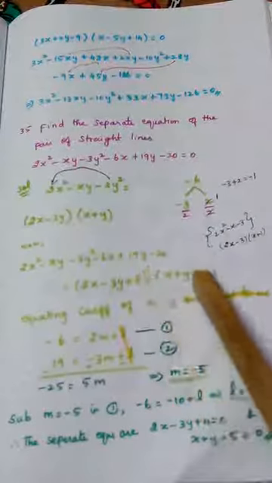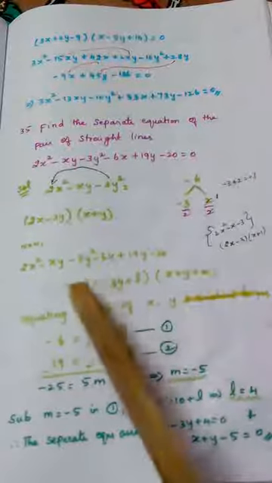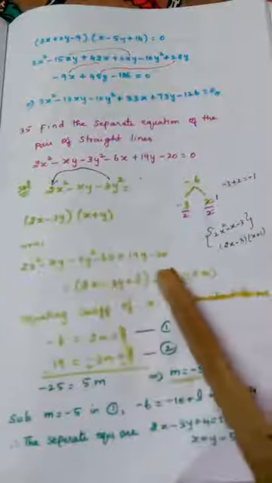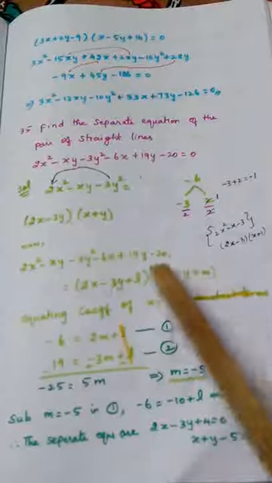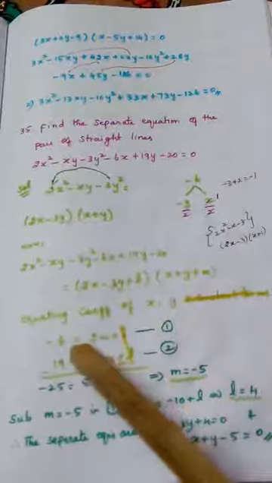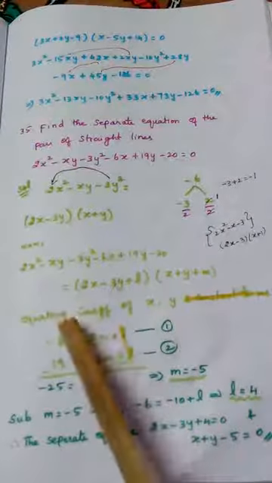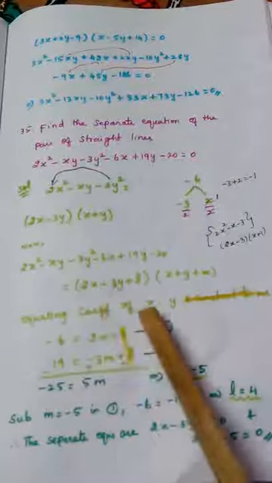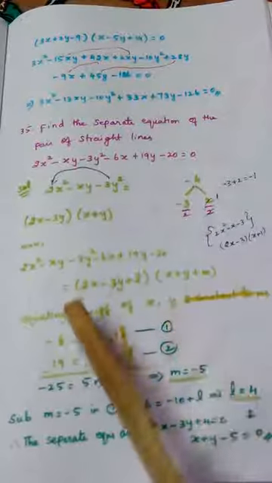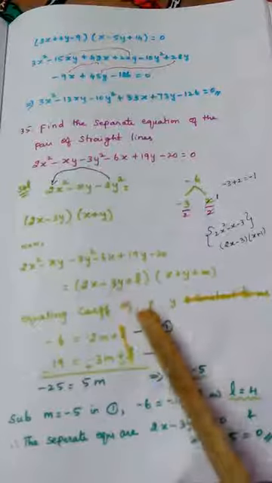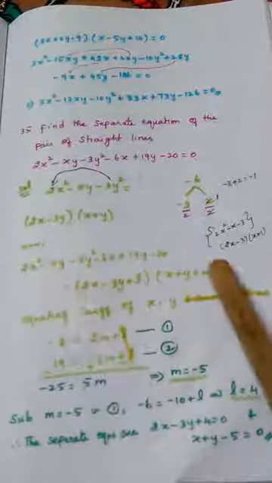If we find L and M, we get the separate equations, because this is one separate equation and this is the second separate equation, but we don't know what L and M are. That is what we need to find now. How to find that? By equating the coefficient of the x term and the y term in this equation.